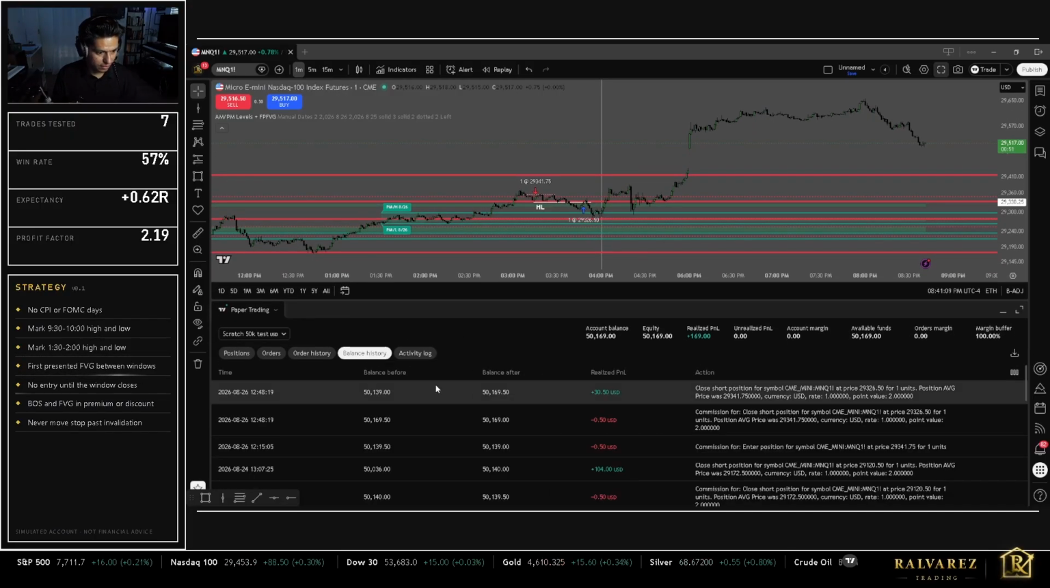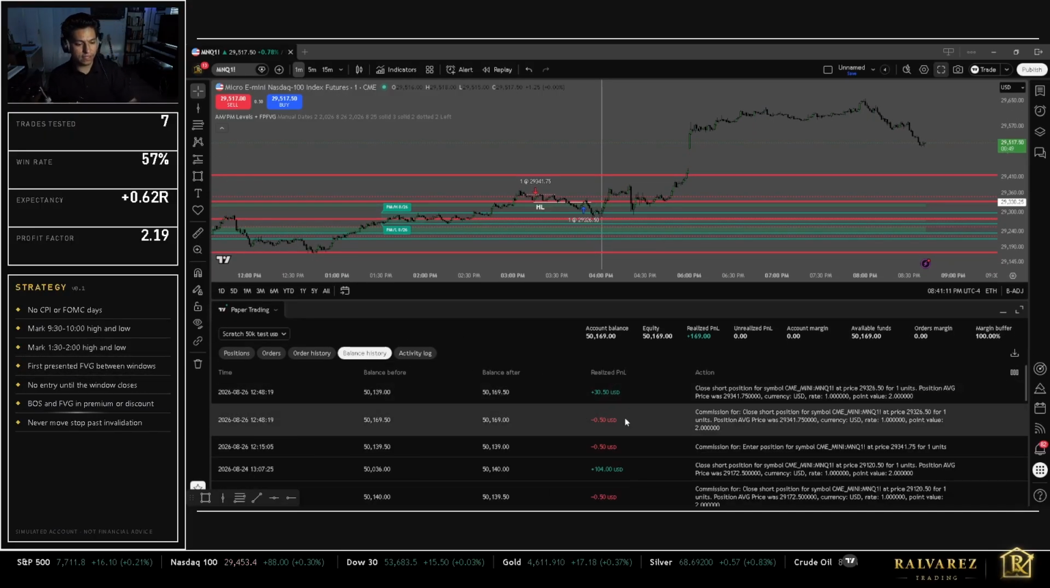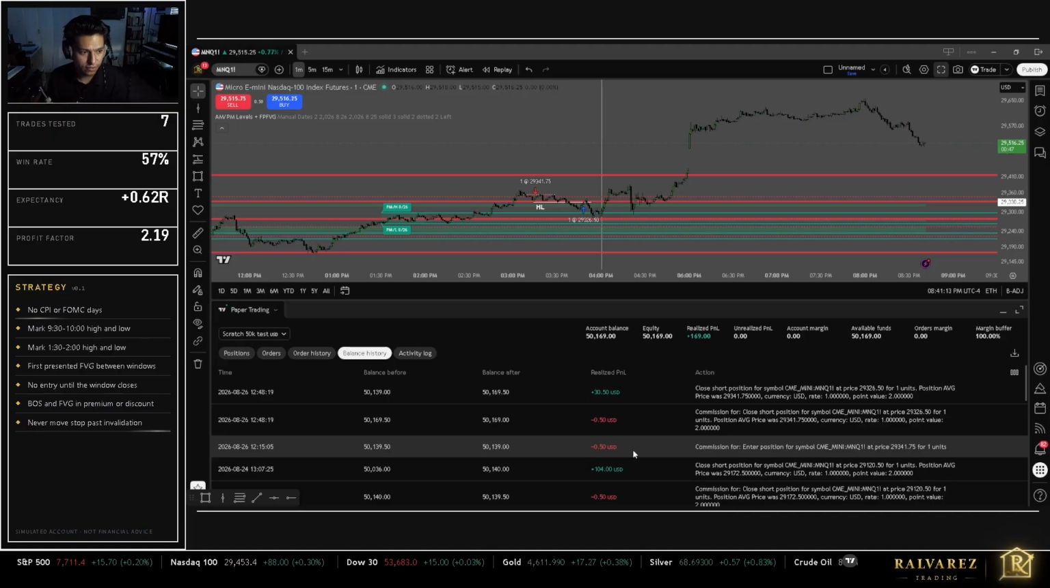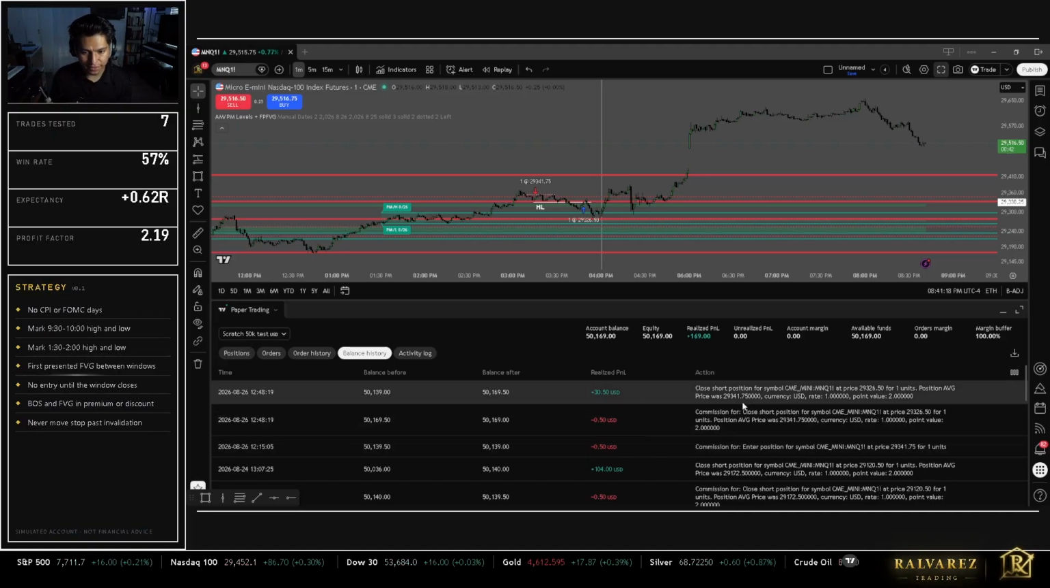So today's trading netted us 15 points and a quarter on MNQ, which translates to $30.50. And if we take a look at our balance, we can see $30.50, but each contract, because we sold one and then we bought one, takes around 50 cents. So we're still up 169 bucks. We have 7 trades in.